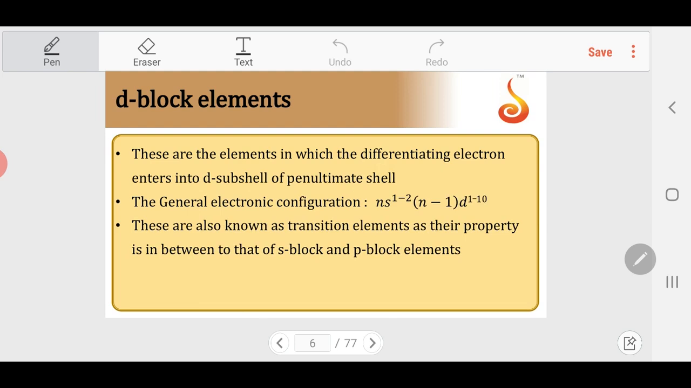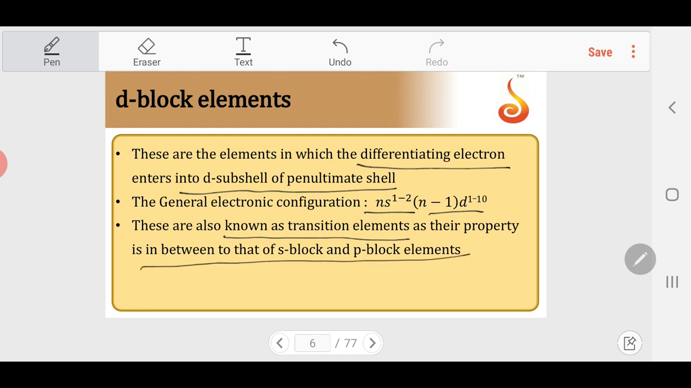D block elements are the elements in which the differentiating electron enters into the D subshell of the penultimate shell, so one less than the outermost shell. So ns1 to 2 and (n-1)d1 to 10. These are also known as transition elements because they form a transition between S block elements and P block elements. That is, the properties of these elements lie exactly in between those of S block and P block. That's why they are called transition elements.